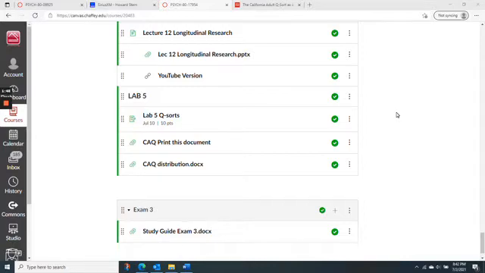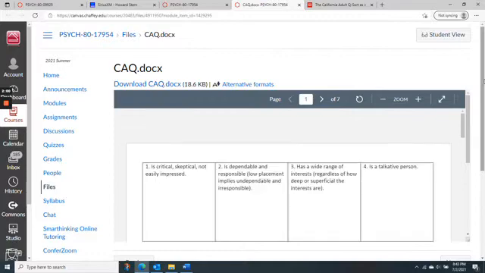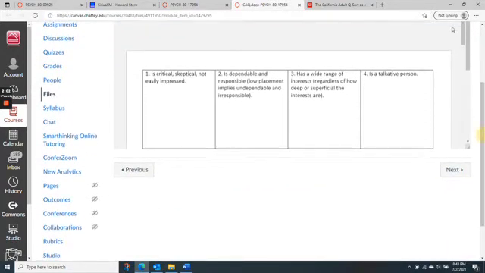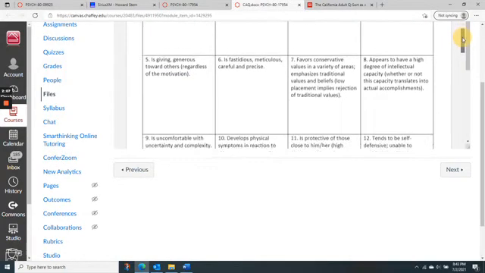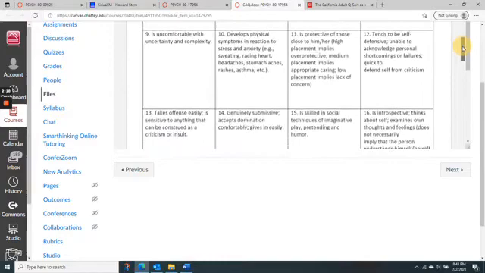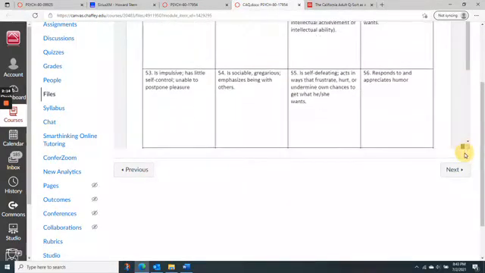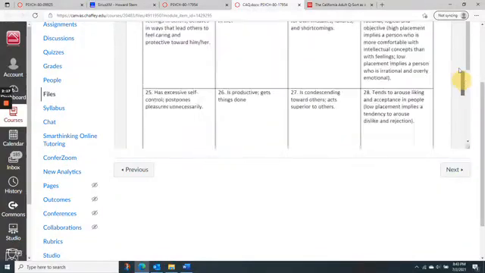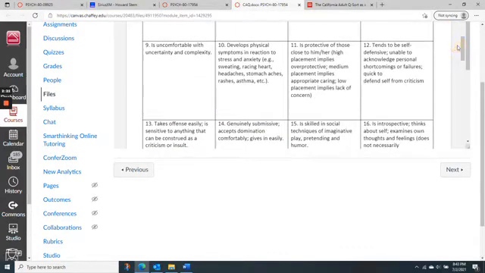So, what are you supposed to do? See down here in the lab, this is where you submit the lab. If you go here where it says CAQ, print this document. There's a Word document here, and this is literally a bunch of cards. I want you to print out these cards, probably maybe 5 or 6 pages of paper, roughly. I'm just guessing here. So print out this Word document.